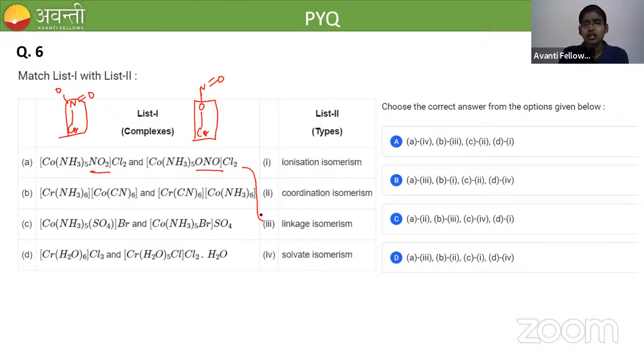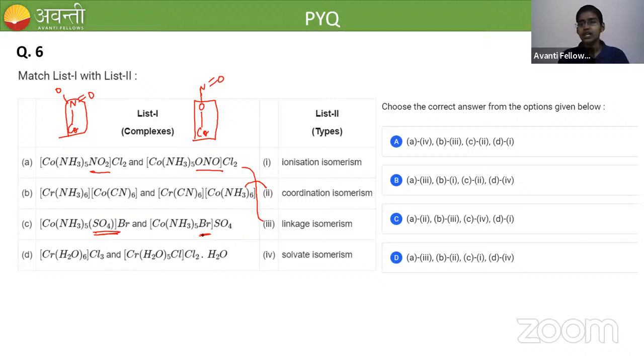And in option B, you can see 2 coordination entities, one is a cation and the other one is the anion. The interchange of ligands between the 2 metal atoms leads to this. So what is this? It is an example of coordination isomerism. So B goes to 2. And coming to the next compound, in the first compound, SO4 is given, bromine is outside, and in the second complex, bromine is inside and SO4 sulfate is outside.